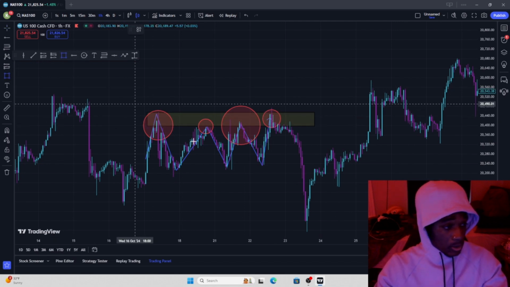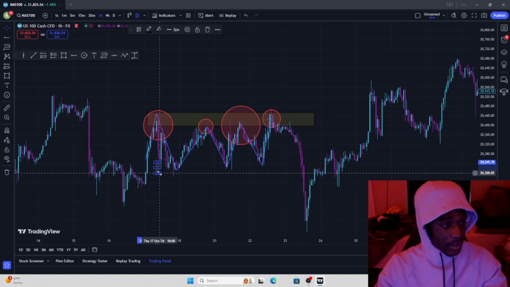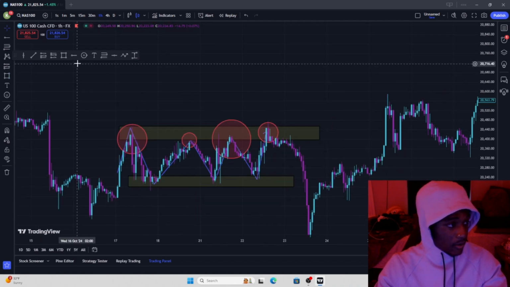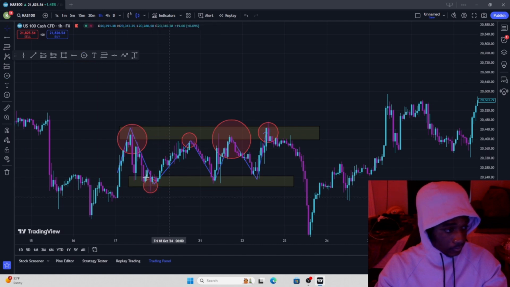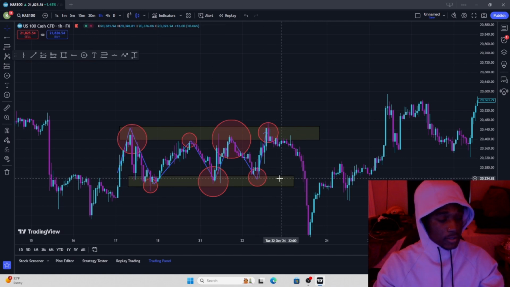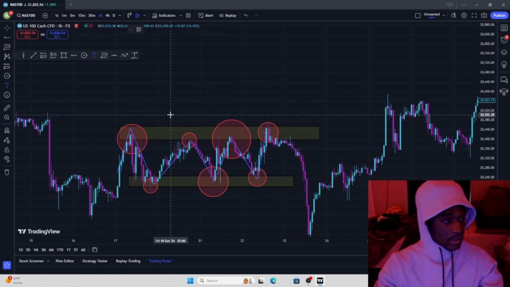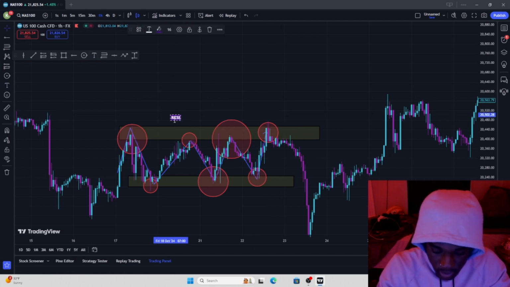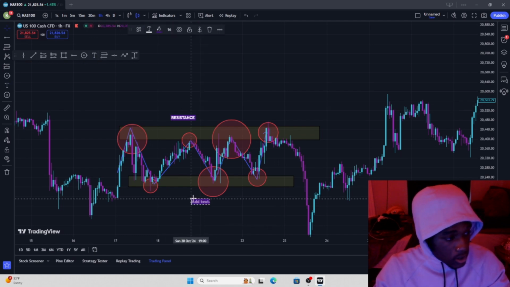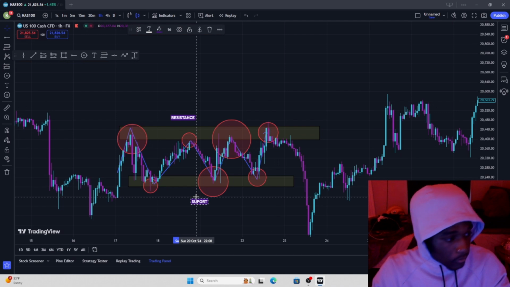It's the same thing with support. The price came down here multiple times and rejected that same area, right? As you guys can see, we have 1 touch right here. We have another touch right here. And we have another touch right here. So we have 3 touches. So we know that we have a strong resistance, which is the roof, once again. And we know that we have a strong support, which is the floor, right?